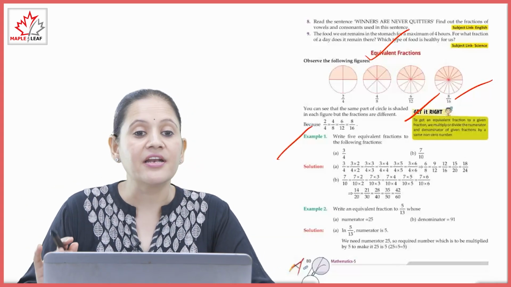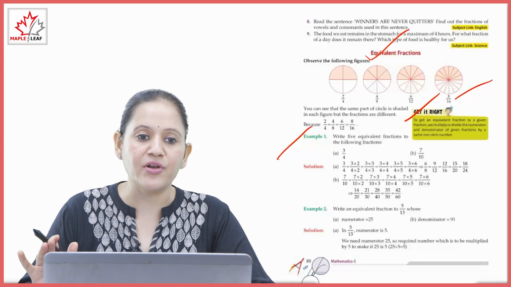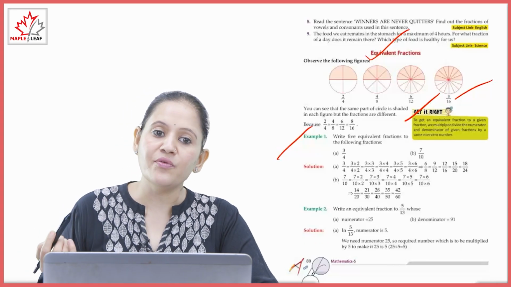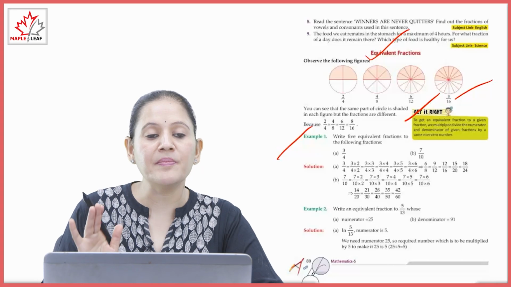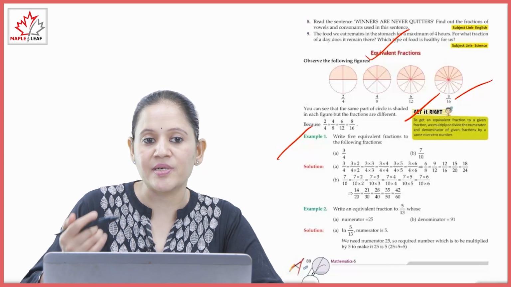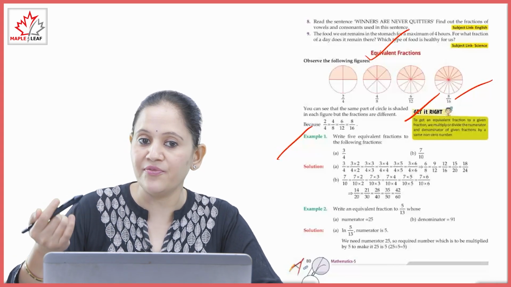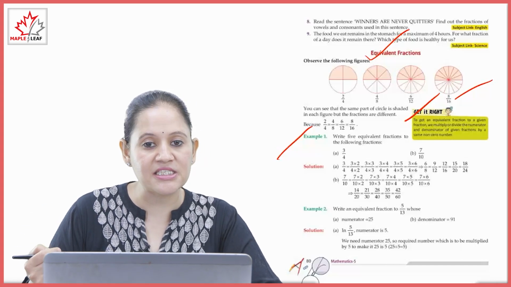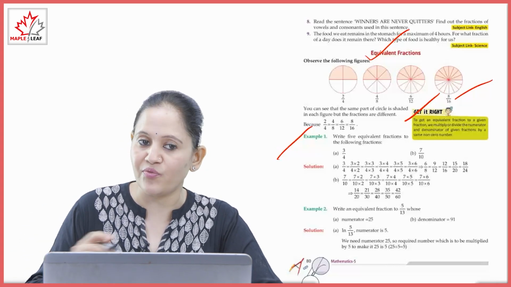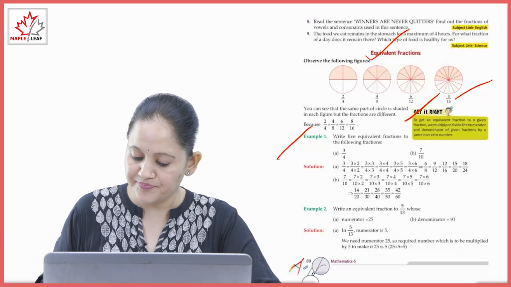Let's take an example. Write the equivalent fractions of the following fraction, 3/4. So we have to find 5 equivalent fractions. What we'll do is multiply the numerator and denominator first by 2, then 3, then 4, then 5, then 6. So we'll get 6/8, 9/12, 12/16, 15/20, 18/24. All these are equivalent fractions. Clear?